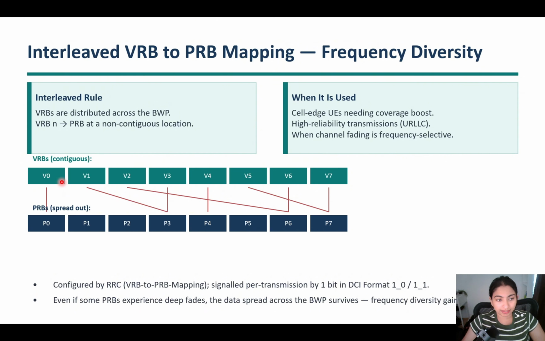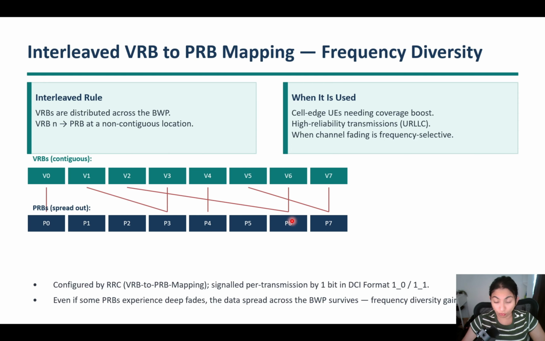So in this diagram, you can see that VRB 0 is mapped to PRB 0, but VRB 1 is mapped to PRB 3 and VRB 2 is mapped to PRB 6 and so on and so forth. So this results in frequency diversity. In the real radio channel, some frequencies might experience frequency selective fading. So they are temporarily attenuated due to multipath interference.